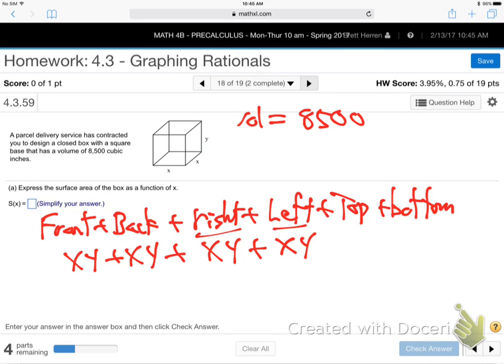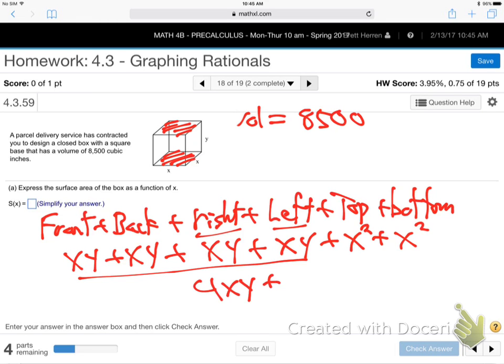But what's the top up here? Same thing as the bottom. The top and the bottom are x by x, aren't they? So the top and the bottom are a little different. They're both just x by x, x squared. Is that good? So what do we get? This is 4xy plus 2x squared. That's the surface area. But they want it only in terms of x.